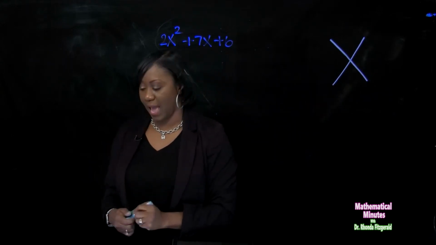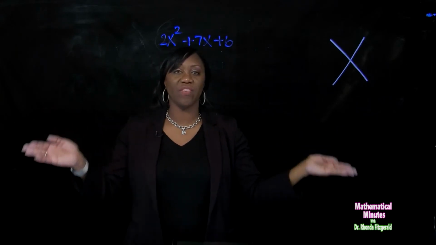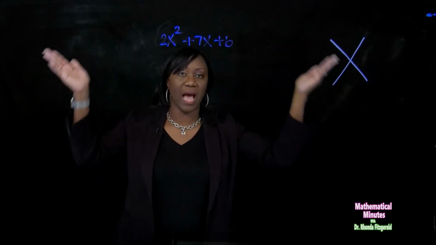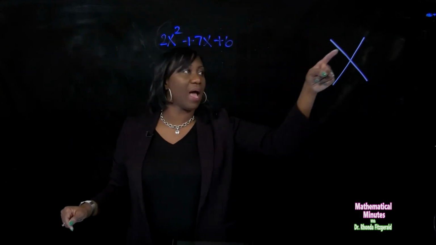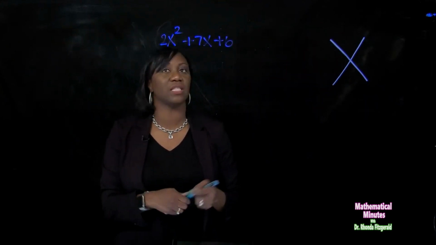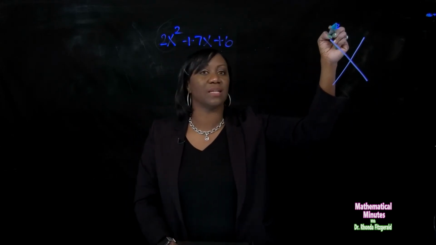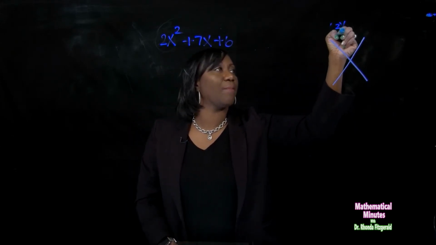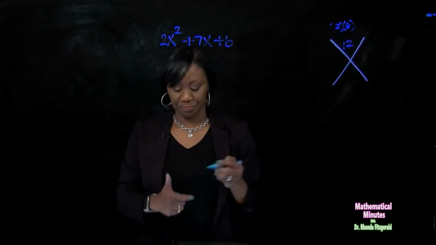And when I draw my x, now what goes in my x? So recall the outer numbers, right? My A and my C, they multiply to the top. So that becomes a positive 2 and a positive 6. That gives me the number 12.